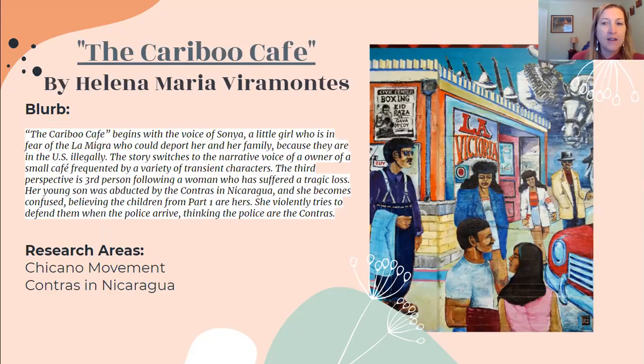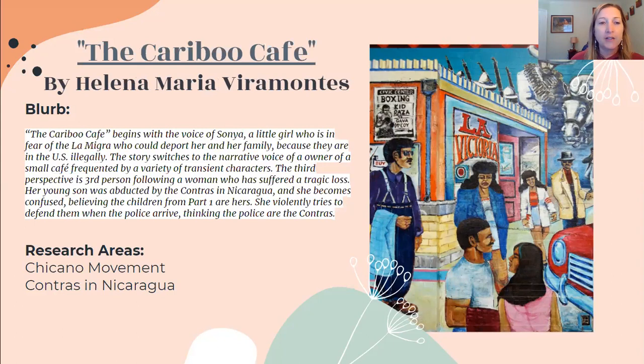Caribou Cafe is interesting because it takes three different perspectives. So the first point of view, there are three sections in the story. The first section is from the voice of Sonia, who is a little girl in the city, trying to kind of navigate the streets with her brother.